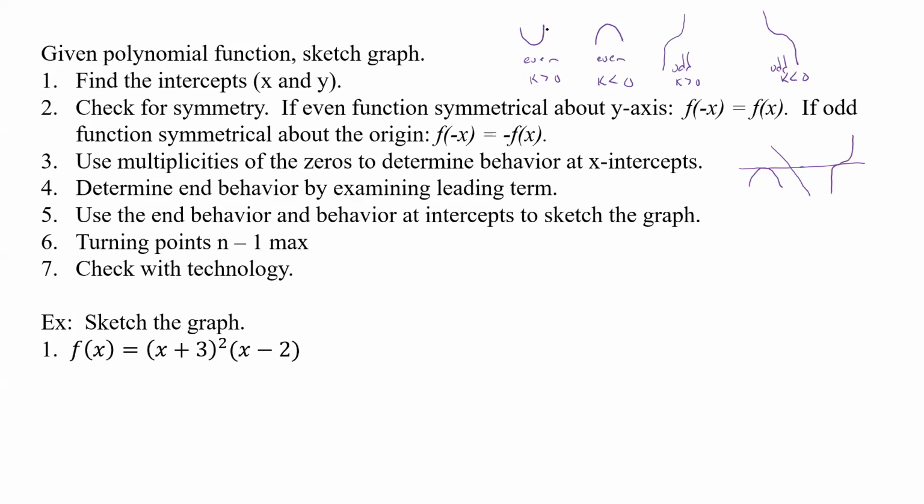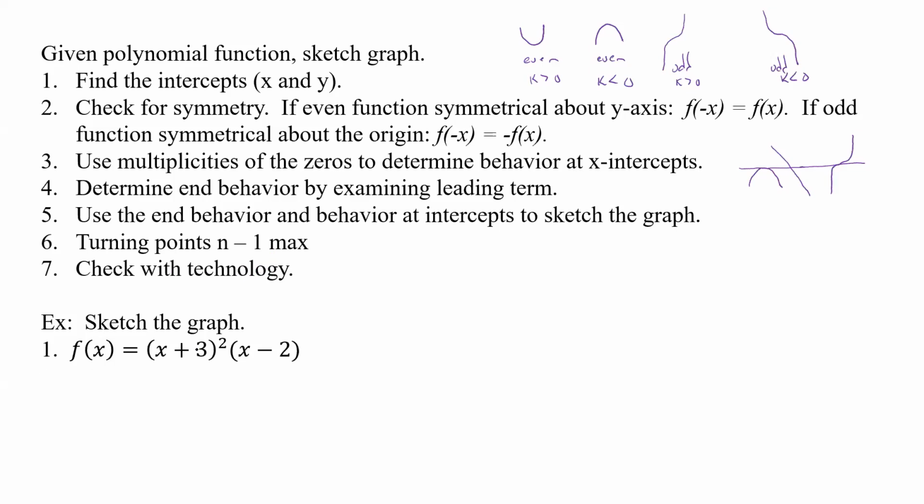Determining end behavior, that's what this is, but it also comes in with the symmetry thing. Then we're going to use the behavior at the intercepts, and we'll actually sketch the graph. The key thing to remember is the number of turning points is going to be n-1 at most. So if we turn too many times, that's not going to work. We have to make sure n-1 is the max number of turning points. And then after we sketch it, we can check with technology, your calculator, to see if that really makes sense.